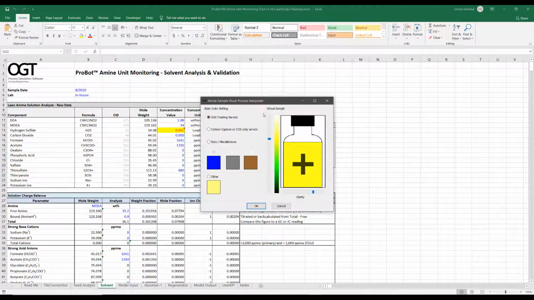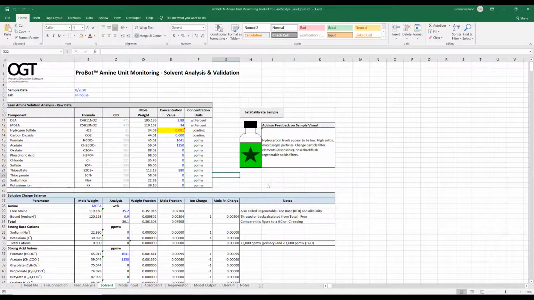If the color of the lean amine had changed from the present yellow to moderately green, this can be simulated in our virtual sample, which has a color spectrum calibration for different treating services. We will not change the clarity dimension, but this can be done as well with the horizontal adjustment slider. Notice how the process advice changes and states now that the particle filtration system should be evaluated.